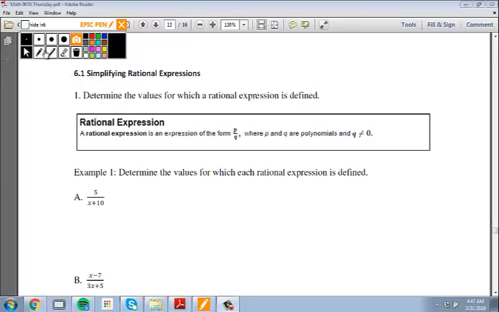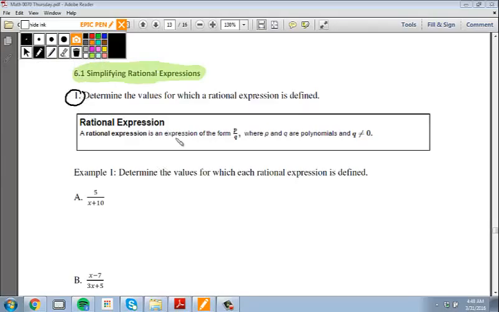In this video we're going to start chapter 6, and so the first section is simplifying rational expressions. Alright, I'm going to make this a little bit thicker here. Alright, so topic 1 is determine the values for which a rational expression is defined.